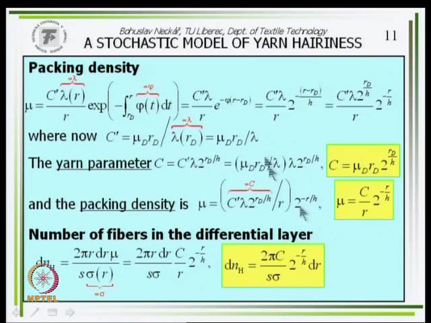Of course, when we want to calculate the packing density at a given radius r, we need to know two quantities: the characteristic h, the half decrease interval value, and the characteristic constant c. Yeah?